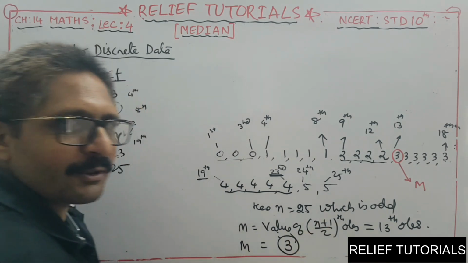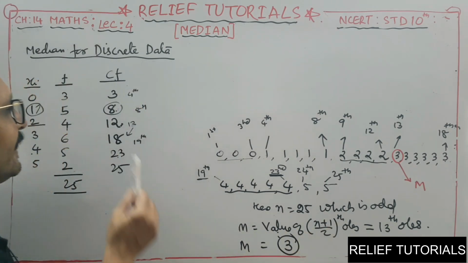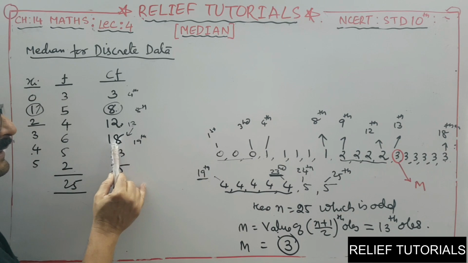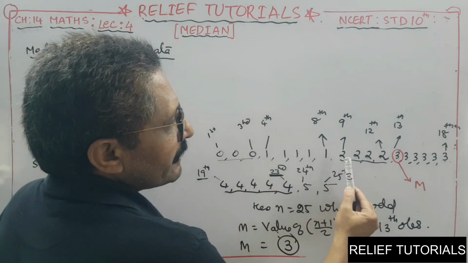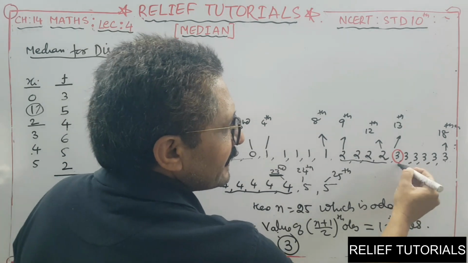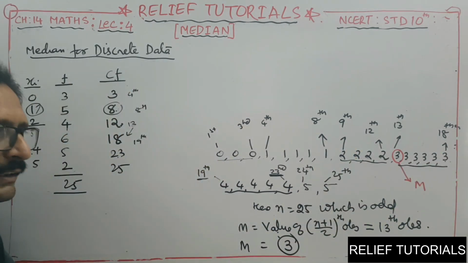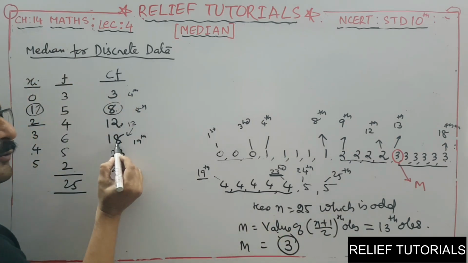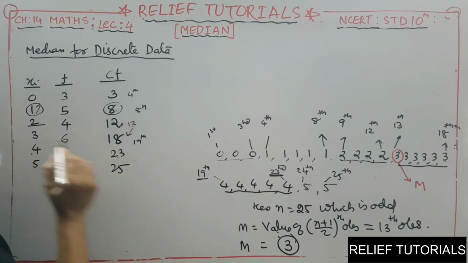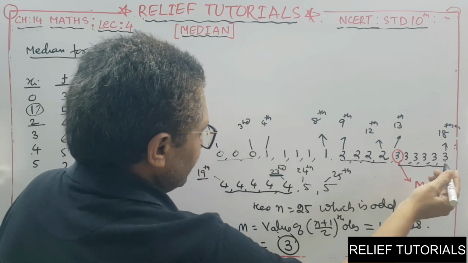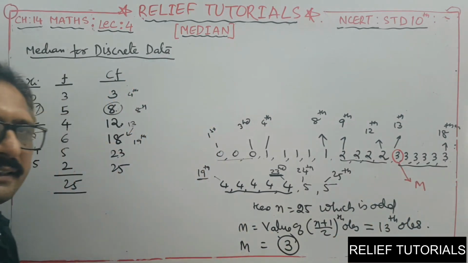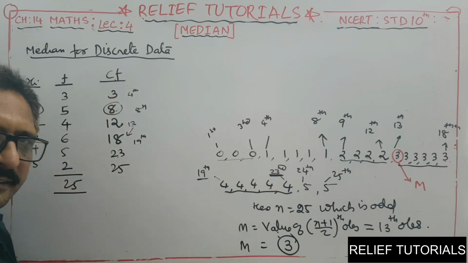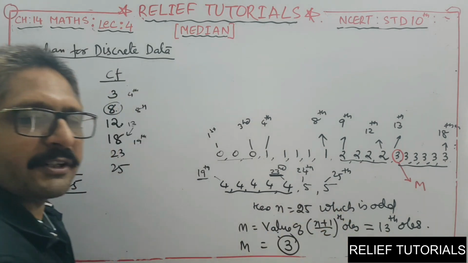So if I say the 13th observation, you have to look at the cumulative frequency. Here it is 12. So from 13 to 18, it is 3. So now we got the 13th observation, and you will see this 13th observation in the cumulative frequency. From 13 to 18, it is 3. So the median is 3. Have you got it? In this way, cumulative frequency is helpful to find which is the 13th observation.